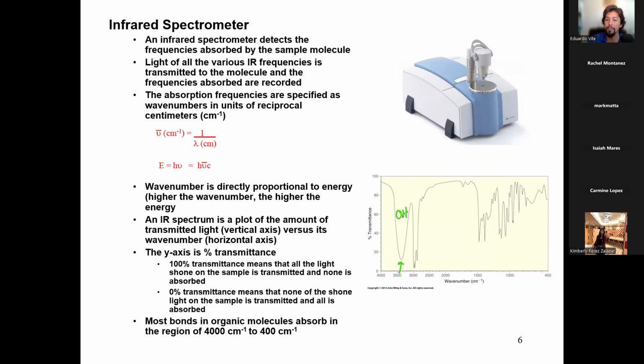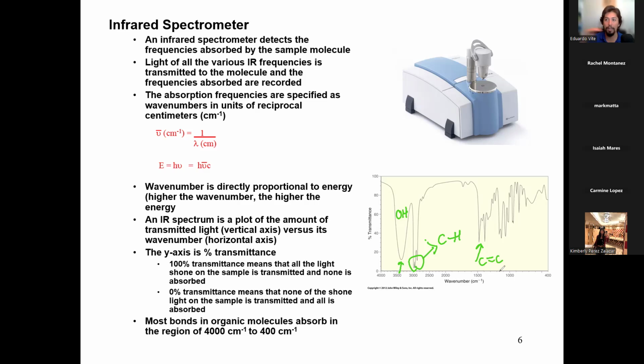This is an OH peak, this whole thing. And these peaks right here, these are your carbon-hydrogen vibrations. And these ones here are probably some carbon double bond carbon vibrations. That is what we're going to be learning pretty soon.